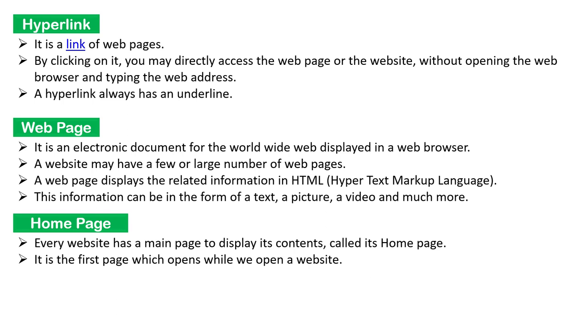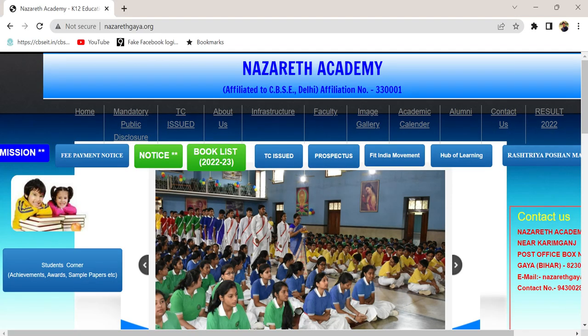Home page. Every website has a main page to display its contents. This main page is called the home page. It is the first page which opens when we open a website. For example, this is the home page of Nazrat Academy's official website. So when you open the website of Nazrat Academy, the first page that will come will be this one, and it will have connections to all the other web pages which are there in the website. It is called a home page.